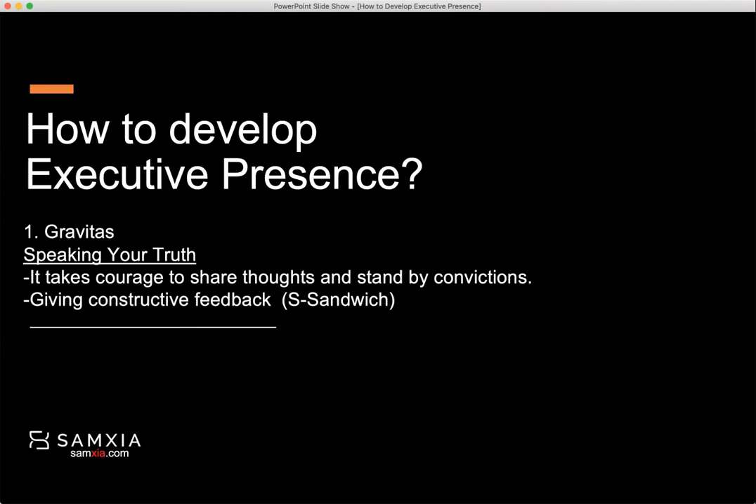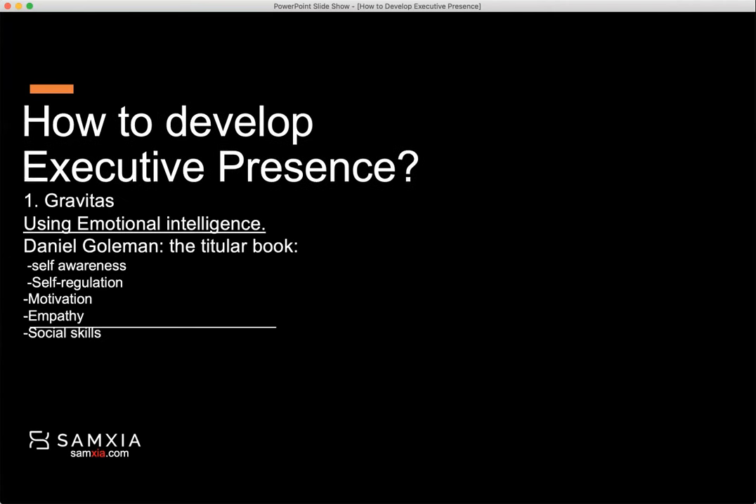I put S sandwich, that means SHIT sandwich. When you give constructive feedback to your team members, the bad thing is in the middle, it's the patty, right? And then you layer it with good things on top and also another constructive motivation at the bottom. Yeah. Also, emotional intelligence.